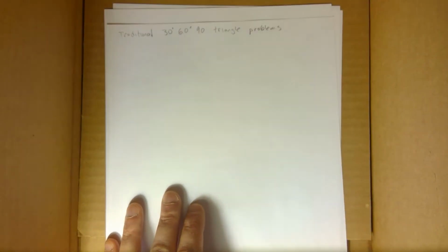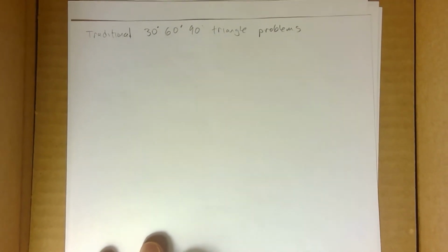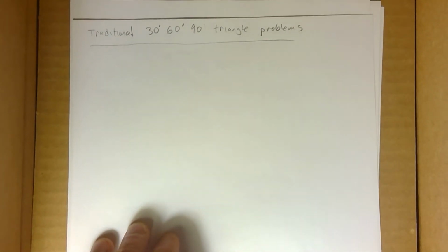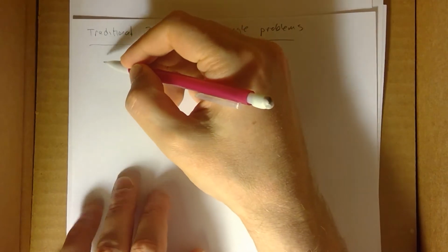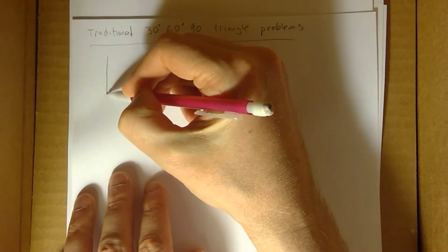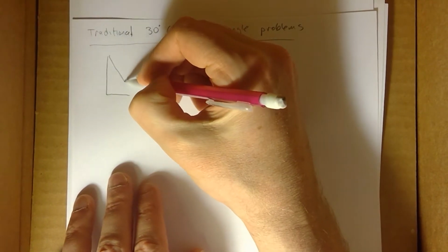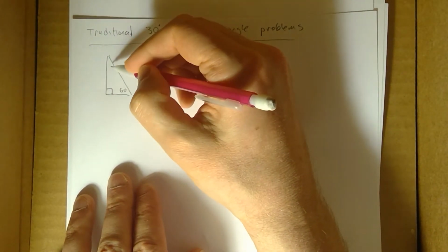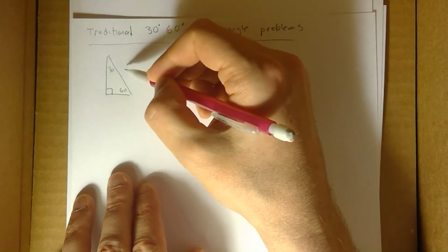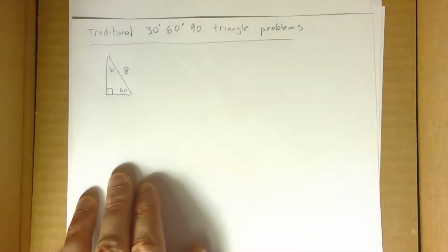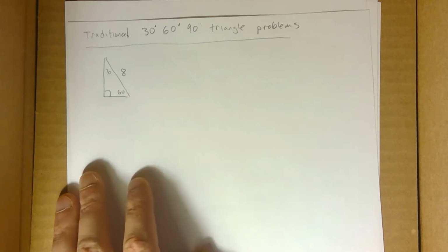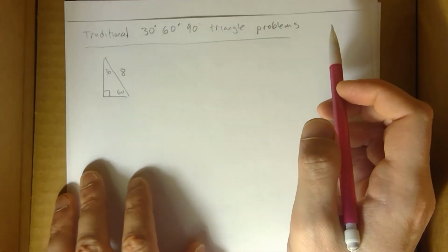Okay, and let me zoom in just a little bit. So what we're going to start with is a 30, 60, 90 triangle. That means this angle here is 90, we'll say this one is 60, and this one is 30. And let's just put a number right here. And then let's think about how we can find the other sides.